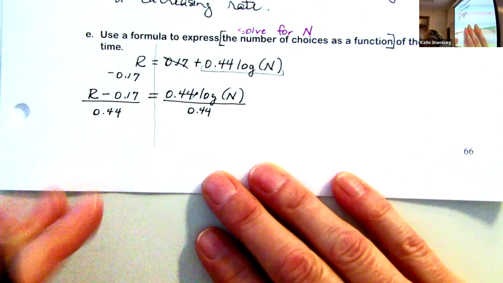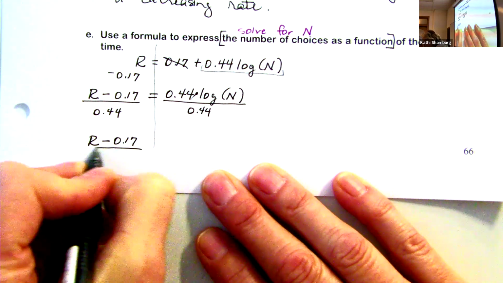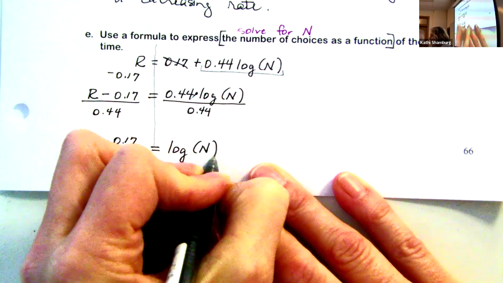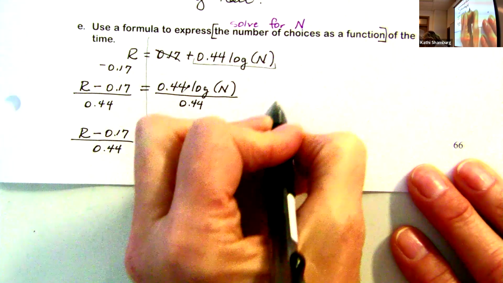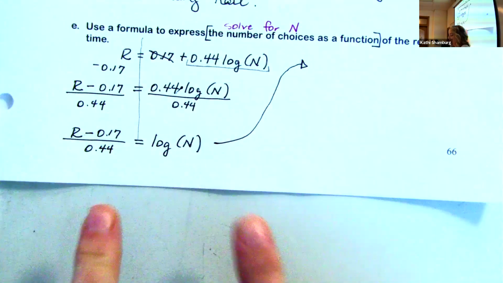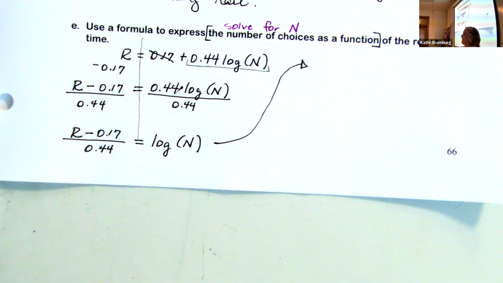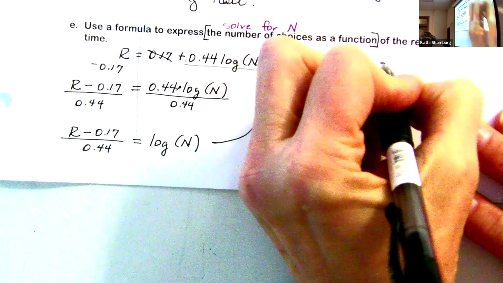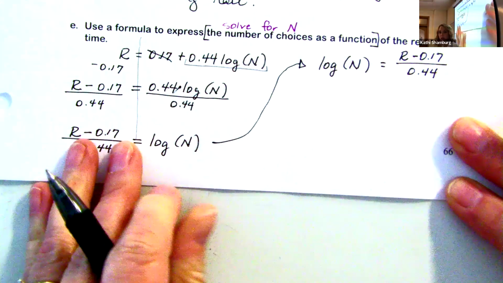Okay, so it kind of starts looking ugly here. Okay, so we have r minus 0.17 over 0.44, and this equals the log of n. Okay. Now I'm going to take this equation and I'm going to rewrite it up here. Now, since these are equal, I can actually put log of n on the left side, right? Can I just switch those? If I have x equals 2, it's the same thing as 2 equals x. Okay, so I'm just going to rewrite this as log of n equals r minus 0.17 over 0.44.